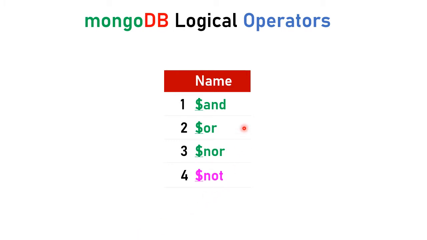So these are the logical operators. There are 4 logical operators: and, or, nor, and not. We have already completed and, or, and nor. This is the last operator, that is not. We are yet to complete it, and we are completing it right now.